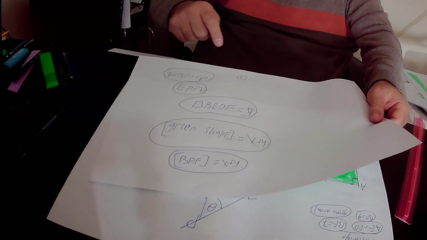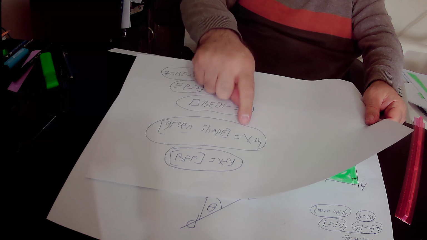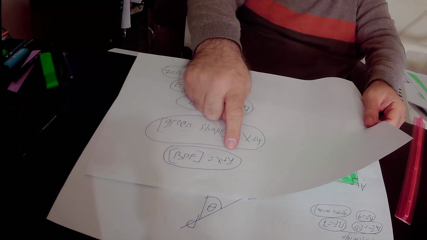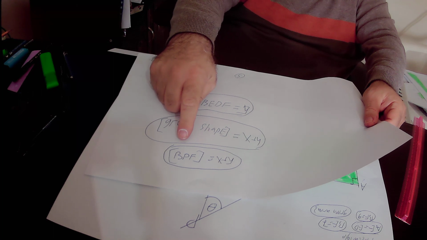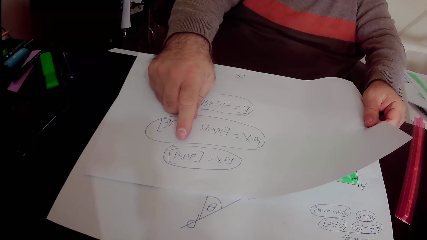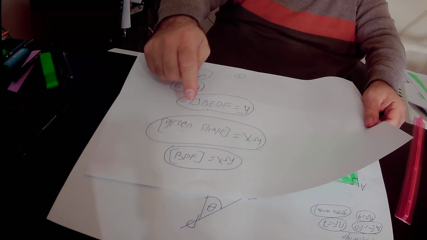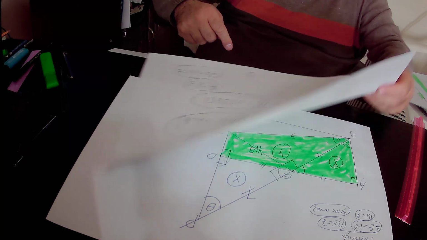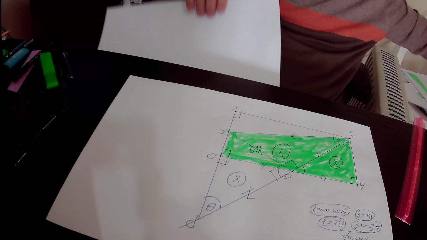Okay, so the area of the green shape equals X plus Y, and the area of triangle BPF also equals X plus Y. So we'll find out the area of triangle BPF, and in this way we will find out the area of the green shape because they are equal to each other.